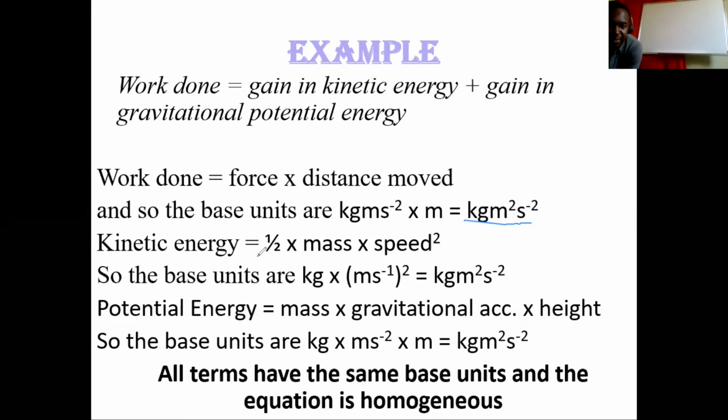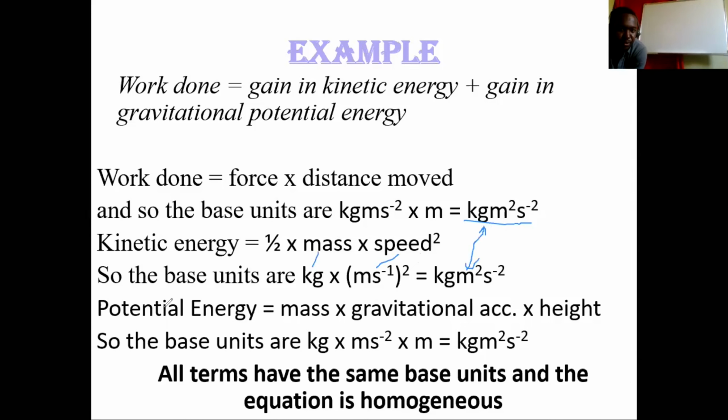So for kinetic energy, we know it's half mv squared. So half is not a unit, it's a constant, so you ignore that. So its mass is measured in kilograms, right? And speed is meters per second, but it's squared. So we square that meters per second, right? So we get kilogram meters squared per second squared, right? So we notice that these two are the same.